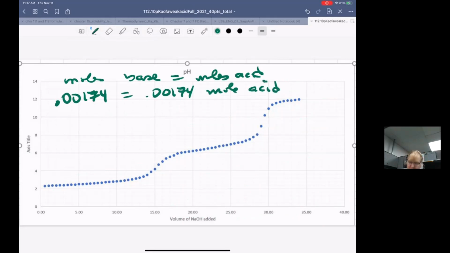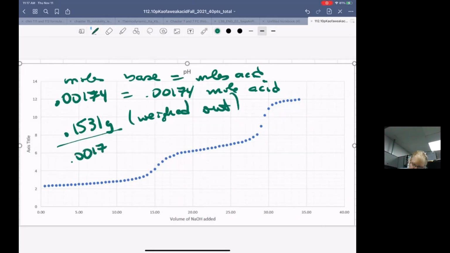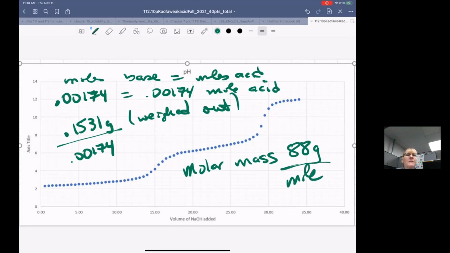If I've got the moles of the acid, when I weighed this sample out, we weighed out 0.1531 grams. This is what you weighed out. If I divide that by the number of moles, I'm going to get a molar mass here of 88 grams per mole. All right, so we're going to get the molar mass.